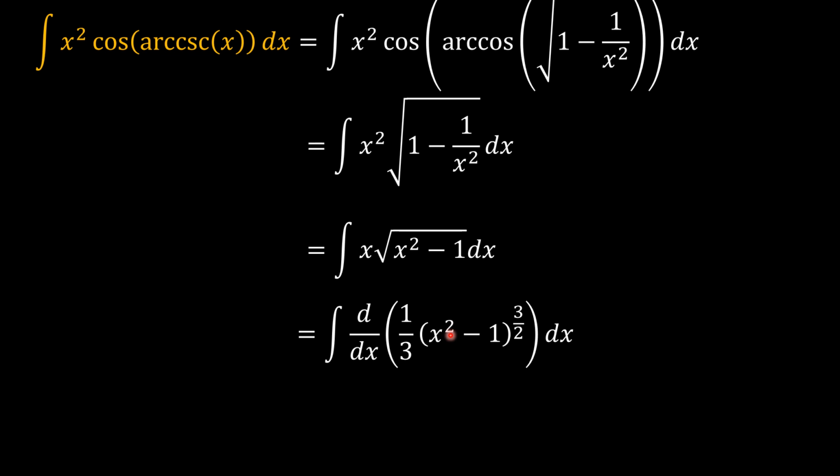So that when you differentiate x squared minus 1 to the power 3 over 2, you get 2x times 3 over 2, and the 2 cancels, and you have 3, and so to cancel 3 in this expression, you have a third here. So the answer now becomes, since the integral is the antiderivative expression, a third times x squared minus 1 to the power 3 over 2 plus integration constant c. As simple as that. And that was the answer that was being sought for.